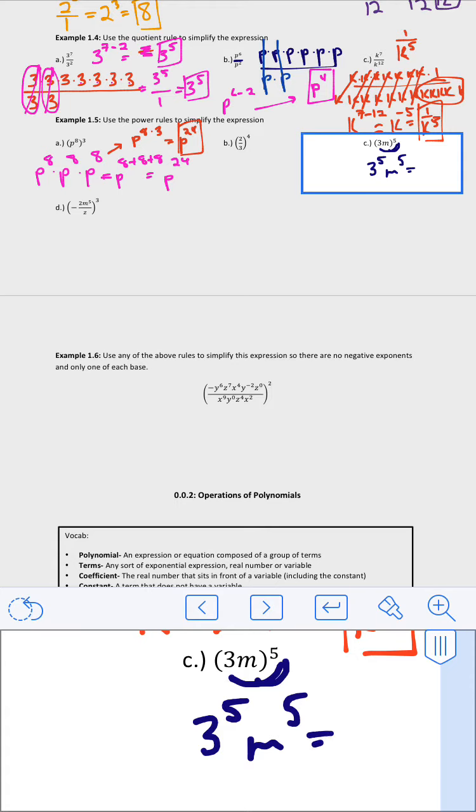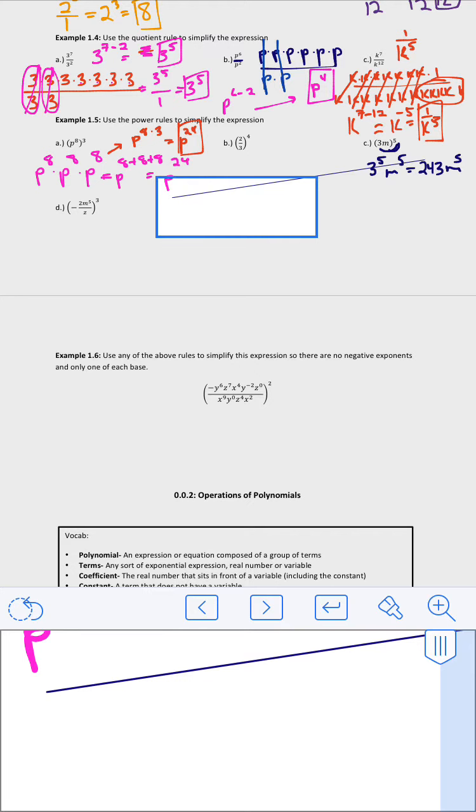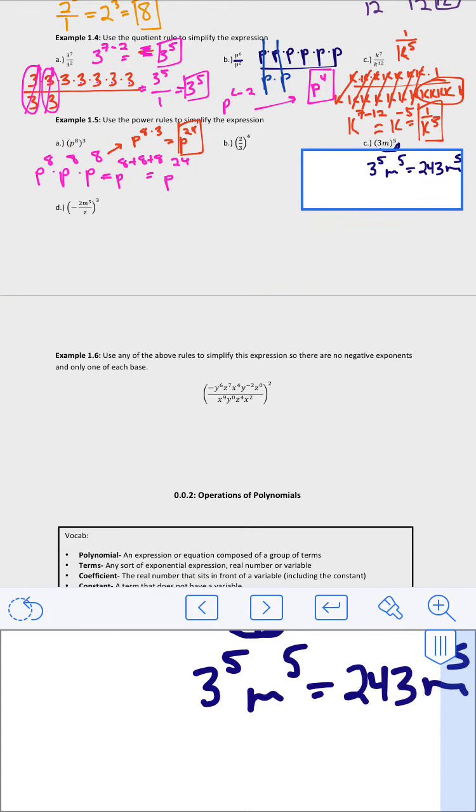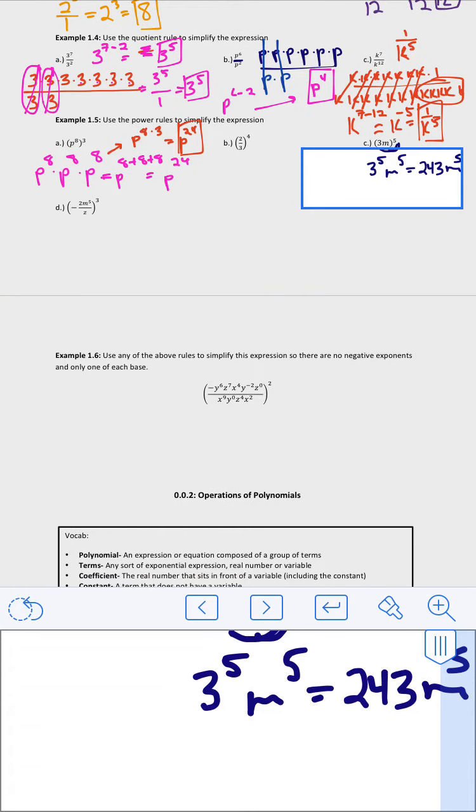And then when we do that, 3 to the 5th. Well, 3 times 3 would be 9. Times 3 again would be 27. Times 3 again would be 81. Times 3 one more time would be 243. And then since we don't know m, we can't exactly compute it out. Or in other words, we get 243 m to the 5th. 243 m to the 5th. Very different than 3m to the 5th, right?